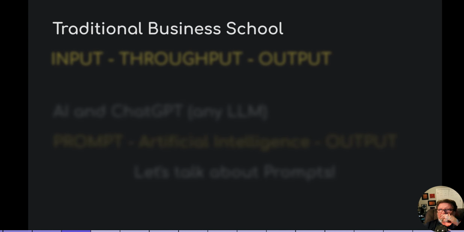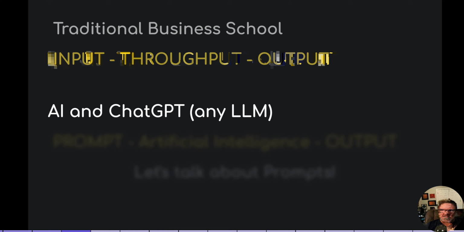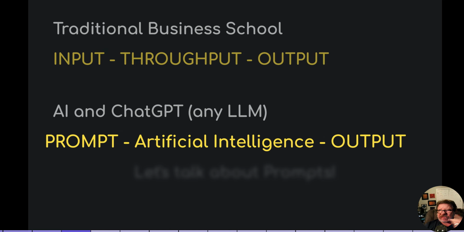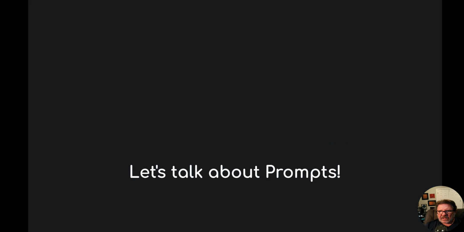You know, in traditional business school, they teach a framework called input, throughput, and output. You put things into a process, it rolls through the process, and you have an output, okay? But in AI and ChatGPT or any large language model, the prompt is your input, then AI creates, and then your output is your results. So the key element of any good result or output, okay, is dealing with prompts. So let's talk about prompts.